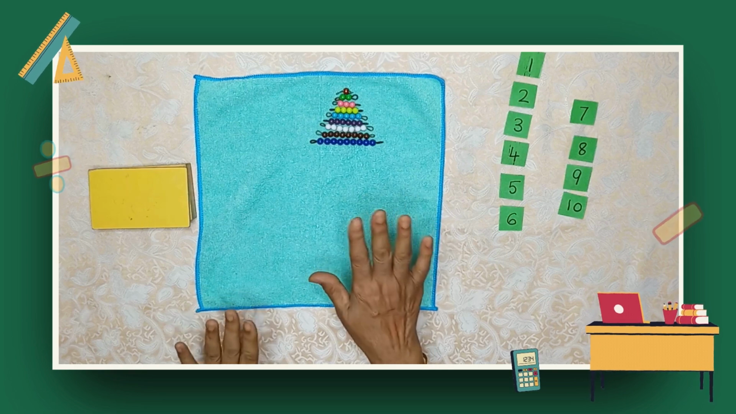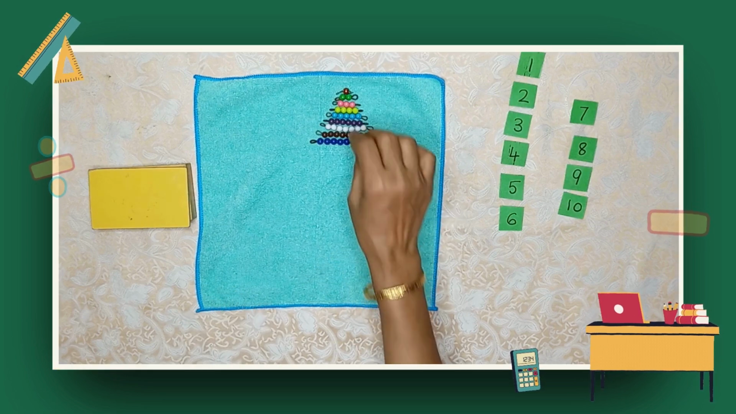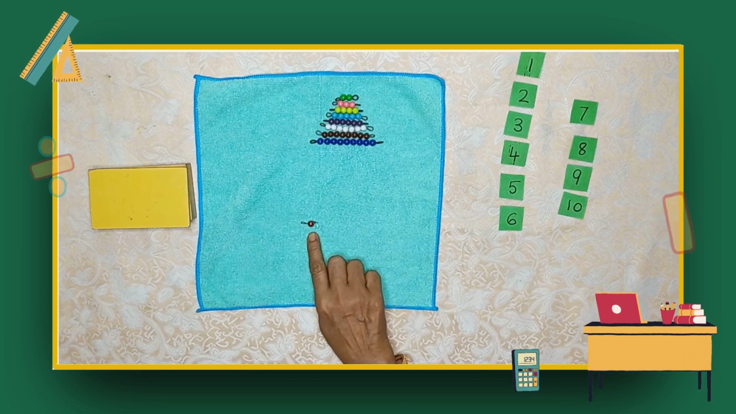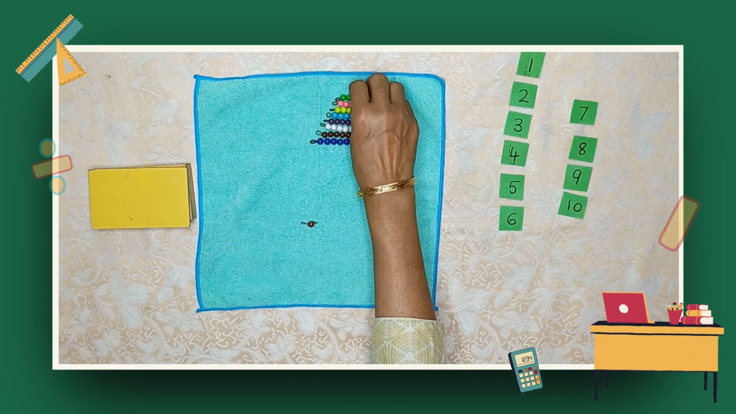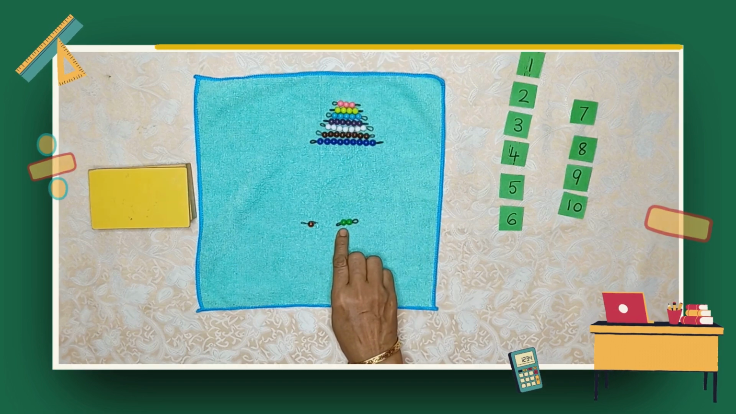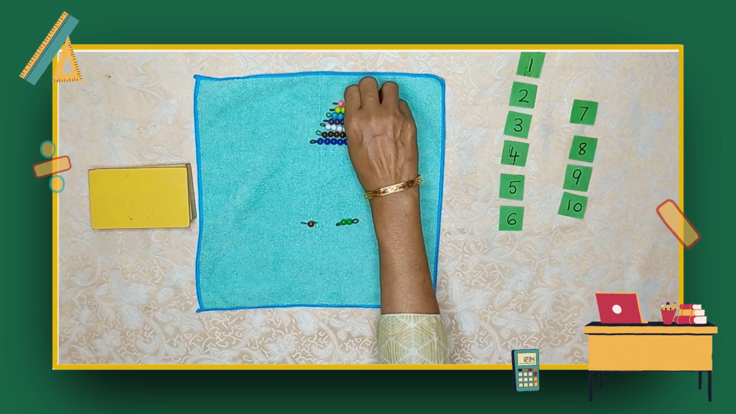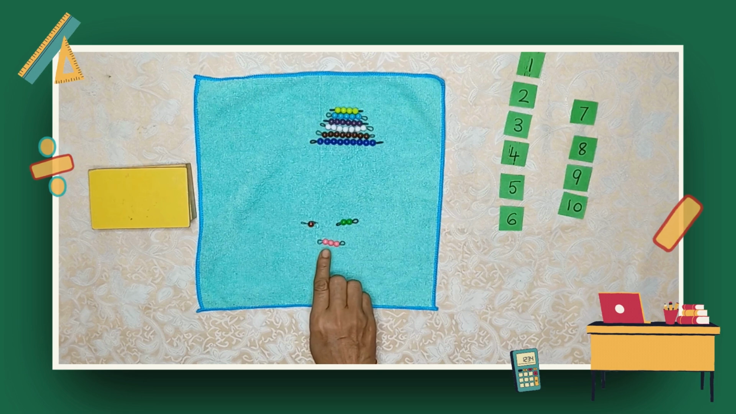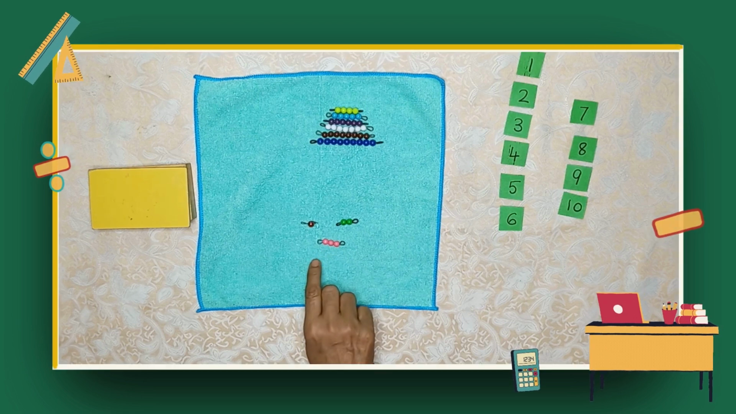After the child practices how to make that, then we will do the 3 period lesson. 1, 1. 1, 2, 1, 2. 1, 2, 3, 1, 2, 3. This is the first period.